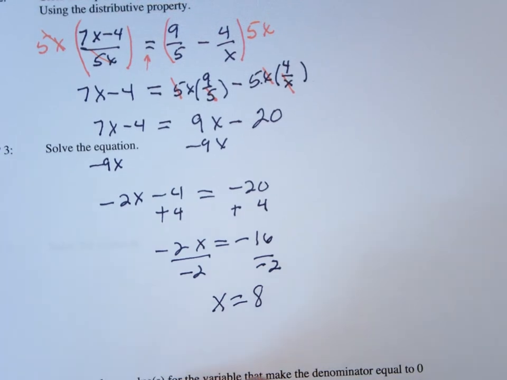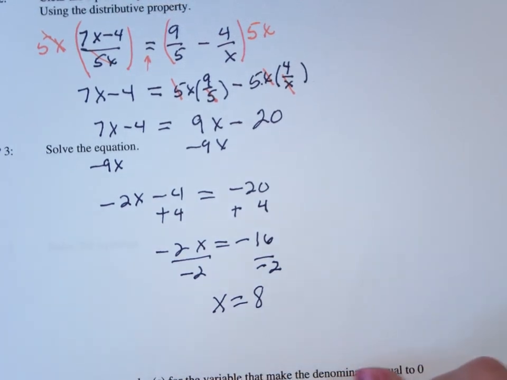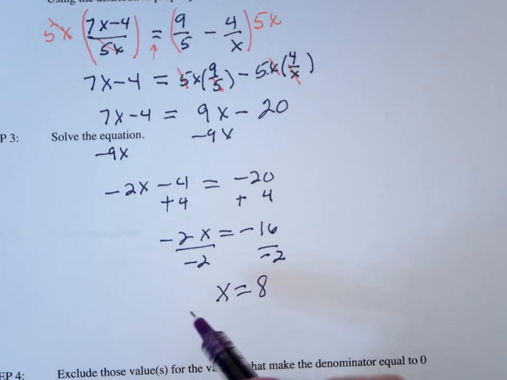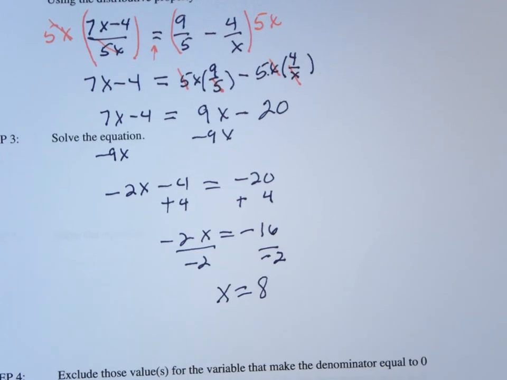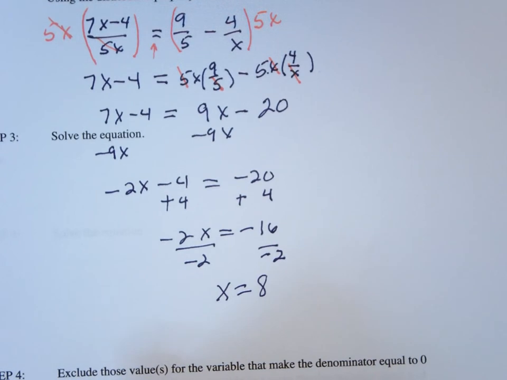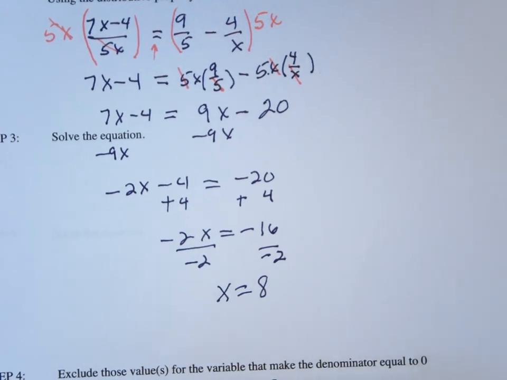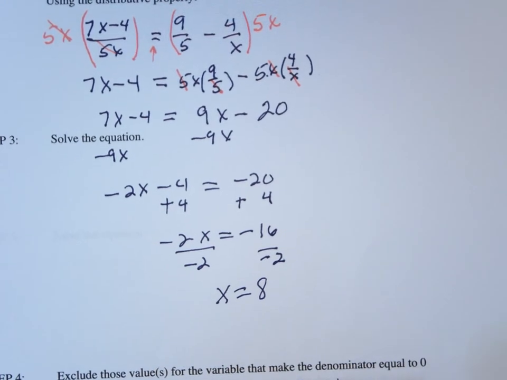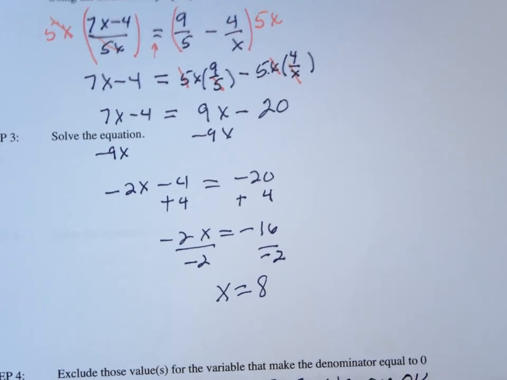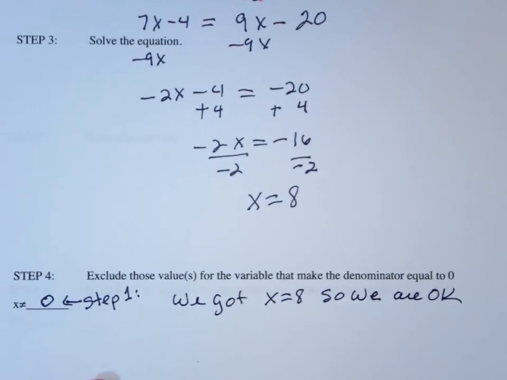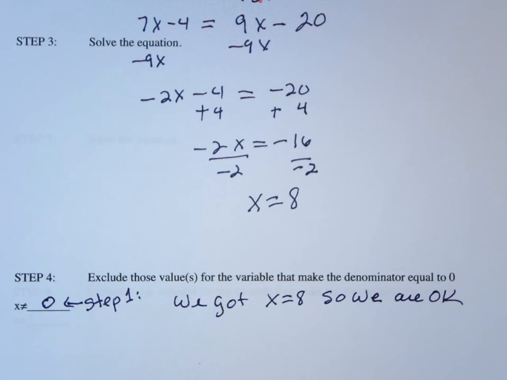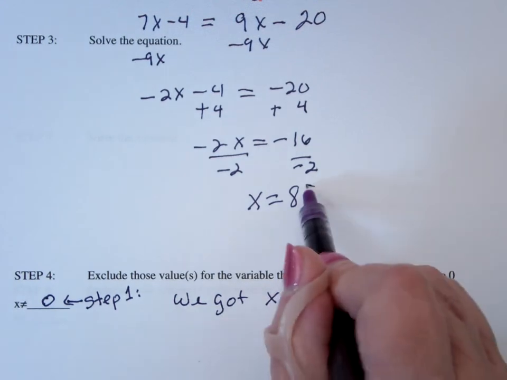And then the last step is to exclude those values that make the denominator equal to 0. We know that when we did step 1, we said that x can't be 0. That's what we said. So since this came from step 1, we got x equal 8, so we are okay. We got x equal 8, so we're fine. So we do have an answer, and the answer is x equal 8.